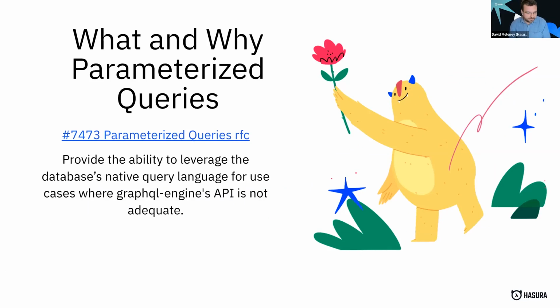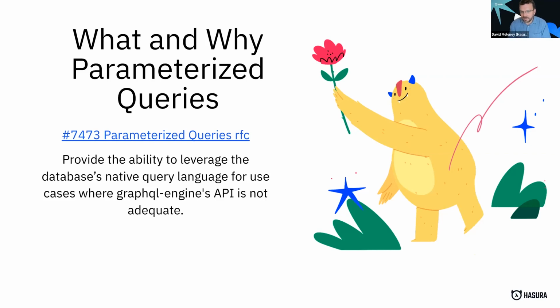Parameterized queries. Tanmay mentioned the GraphQL data specification, and this kind of plays into that. But what are parameterized queries? We just did a Hasura user group talk last night, and two people came up to me to talk about parameterized queries. What it really is, is providing the ability to leverage the database's native query language for use cases where the GraphQL engine's API doesn't support it.